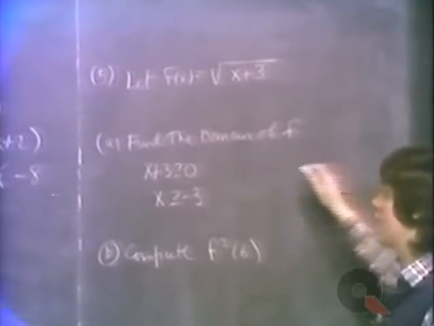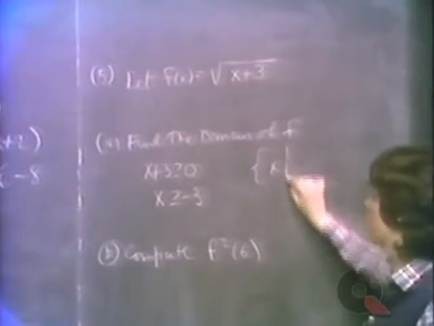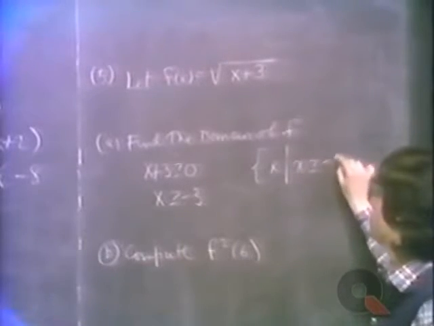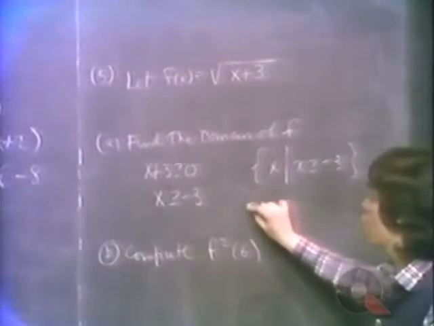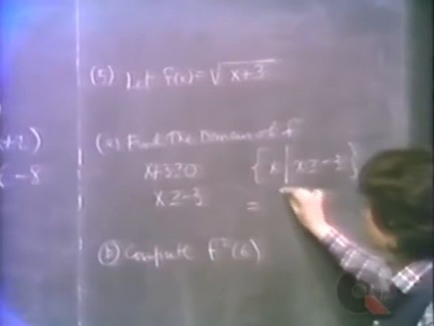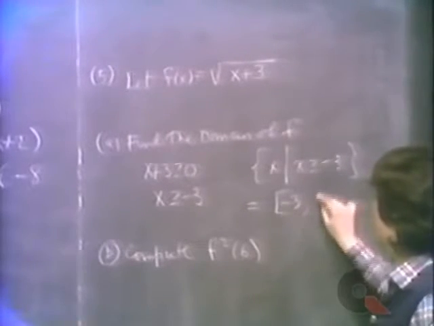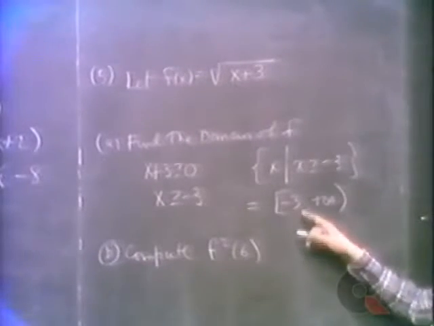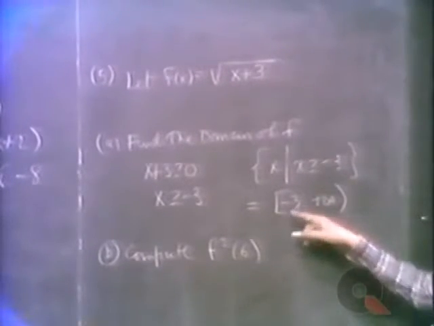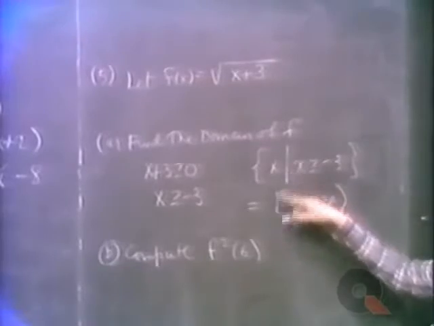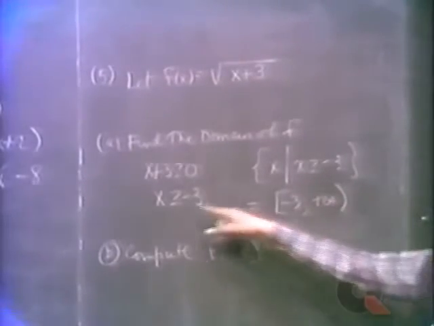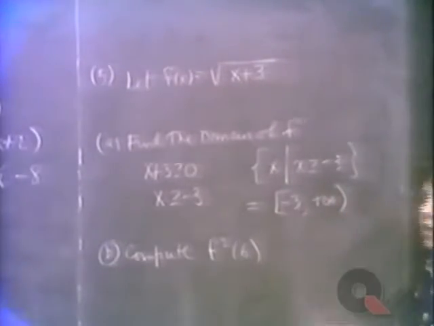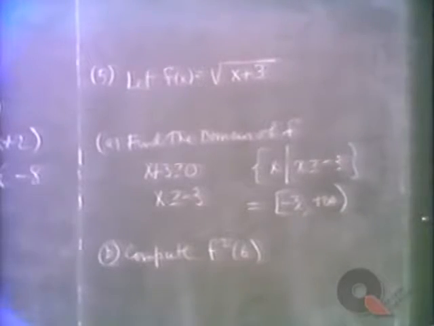Okay, the domain is a set, either the set of all x values such that x is greater than or equal to minus 3, or in interval notation, minus 3 to plus infinity. All x values starting at minus 3 and all the way up. If this had been a parentheses instead of a bracket, that would be greater than minus 3. With the bracket, it's greater than or equal to minus 3.